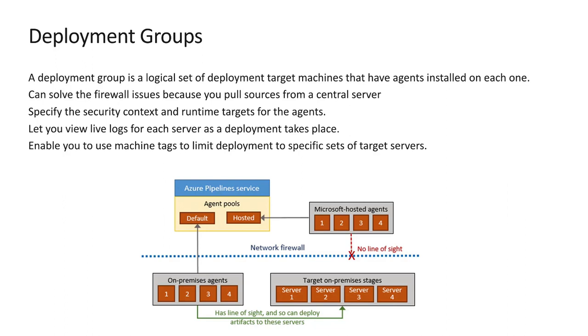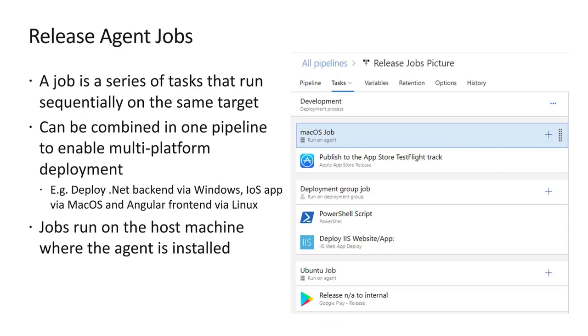We'll be seeing it as part of our lab: how do you create a deployment group, how do you install an agent inside the particular virtual machine, and how does Azure DevOps know whether it is part of a deployment group or not. Don't worry about it. So this is going to be a release agent job.